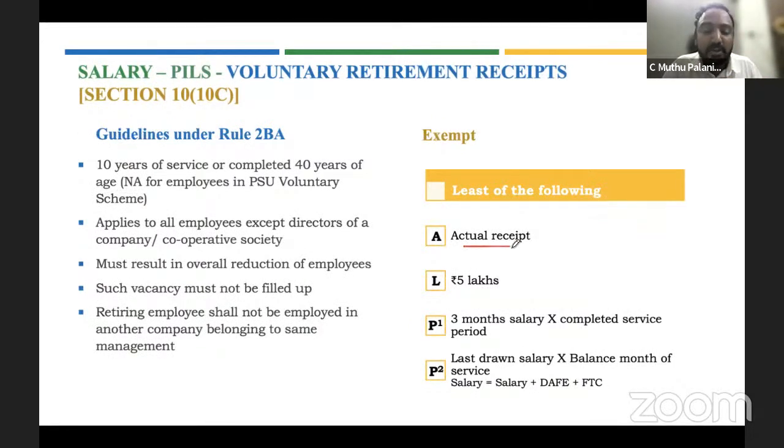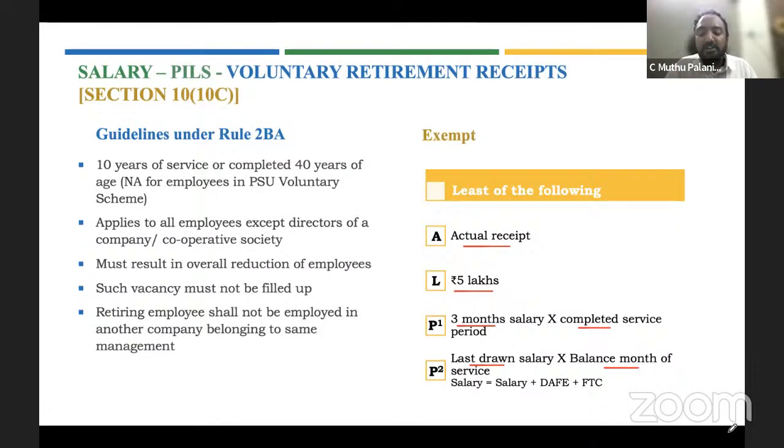A is actual receipt of VRS. Limit is 5 lakhs. P1 is 3 months salary of completed service period. P2 is last drawn salary into balance months of service. So balance months, let's say I need to work for 5 more years, it is 60 months. So 3 months salary into completed service period. So I take 1 month salary, I take 3 months salary, I multiply it into the completed service period.